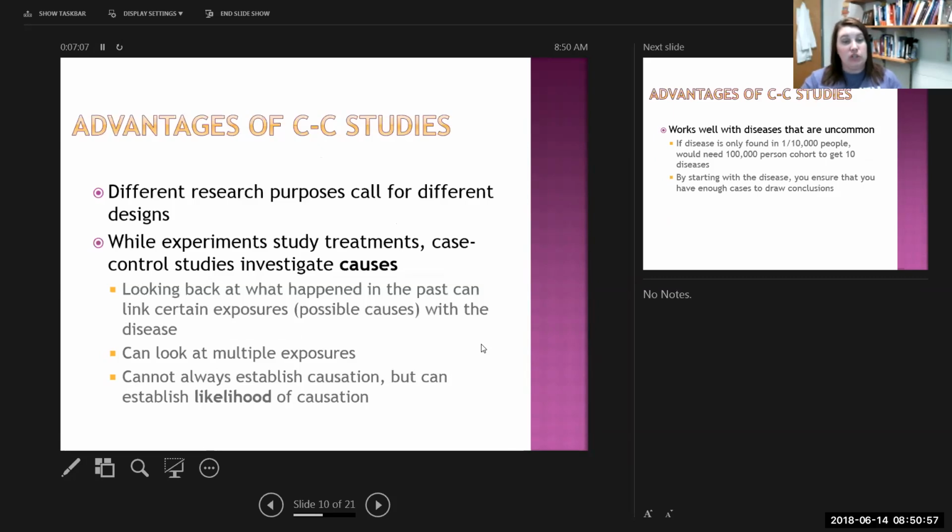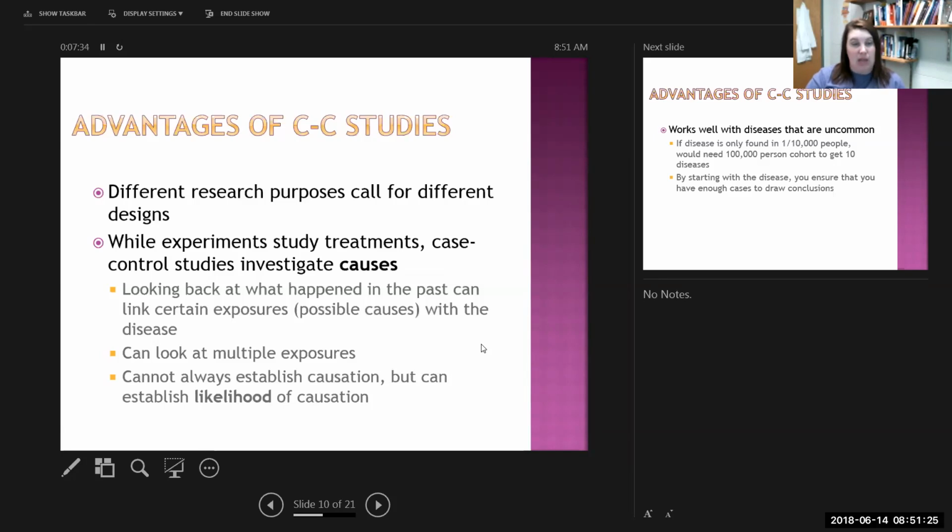Different types of research call for different designs. While experimental studies test treatments, case control studies investigate the causes of things. So in experiments, we're looking at treatments: if I give you this treatment versus that treatment, what are the outcomes? Whereas in case control, we're really just looking at causation of what is happening here.